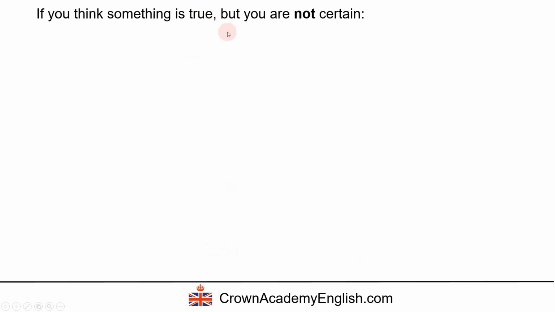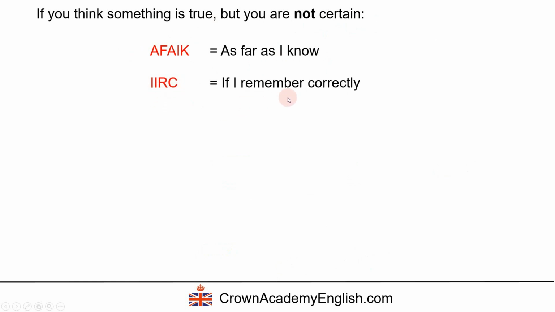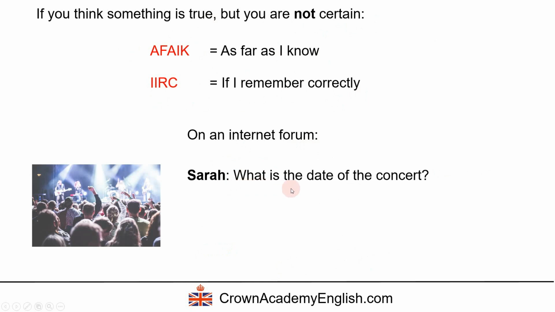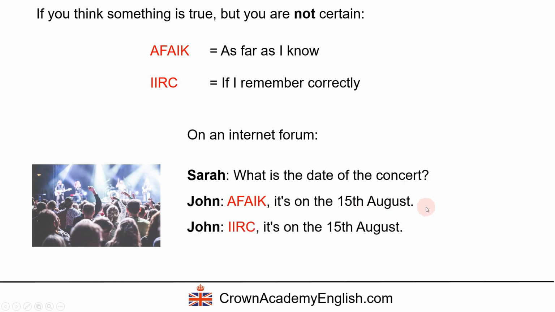If you think something is true, but you are not certain, you are not 100% sure: AFAIK. And this means as far as I know. Or IIRC, if I remember correctly. So on an internet forum, Sarah writes, "What is the date of the concert?" And John replies, "Well, as far as I know, it's on the 15th of August. Or, if I remember correctly, it's on the 15th of August." So John, he's quite sure. He thinks it's the 15th of August, but he's not completely sure.